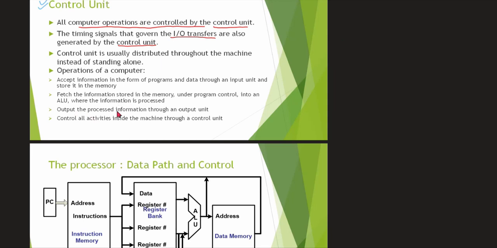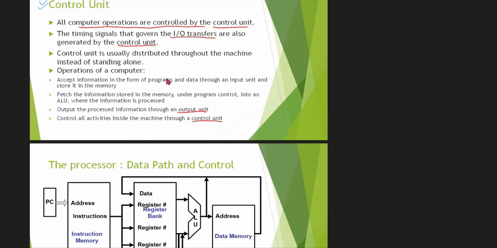Then output the processed information through an output unit. After processing the data, it will provide the output at the output unit. The output unit is like the monitor or a speaker. If there is music, it will be played out as speaker sound. If it is content that should be displayed, it will be displayed on the monitor by the output unit. Control all activities inside the machine through a control unit. All these activities will be controlled by the control unit basically.